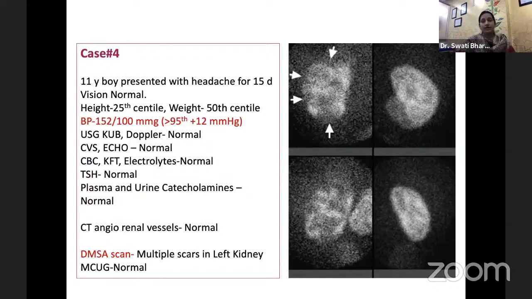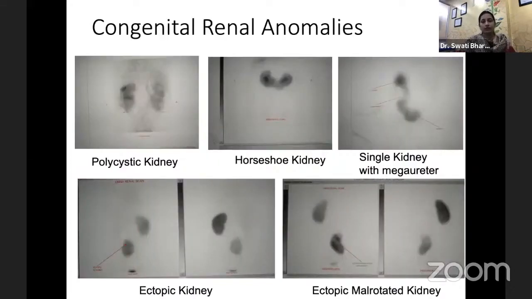And this case scenario is not uncommon. So DMSA can be one of the tools in assessment of a patient with high blood pressure. In addition, DMSA may be helpful in assessment of various congenital renal anomalies like polycystic kidney, a horseshoe kidney, single kidney with megaureter, ectopic kidney, malrotated kidney. And in addition to confirming the structure and anomaly, it also tells us about the differential function. How well is that kidney functioning?